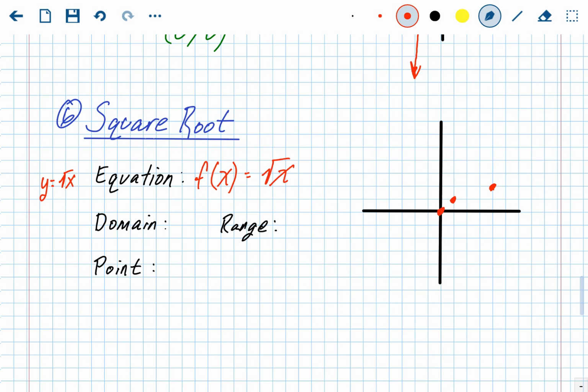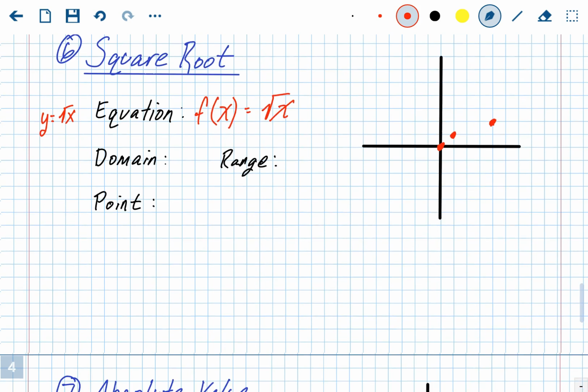So the only nice points on these are going to be perfect squares. If you go over 9, you would have to go up 3, because 3 times 3 is 9. So this is kind of like a partial sideways parabola. So it looks like that.